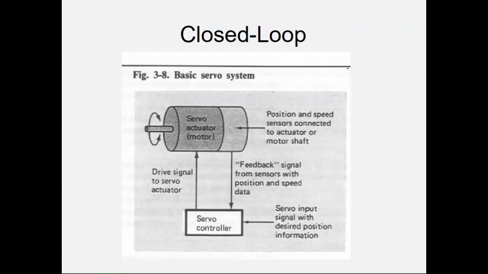So basic servo systems, again, servo motors give feedback. They know where they are at all times. So the drive signal goes to the servo, and you get a feedback signal from the sensors. It has its own position and speed sensors internally. And everything talks back to that controller again.